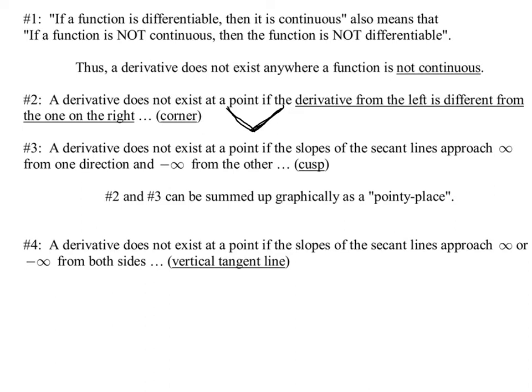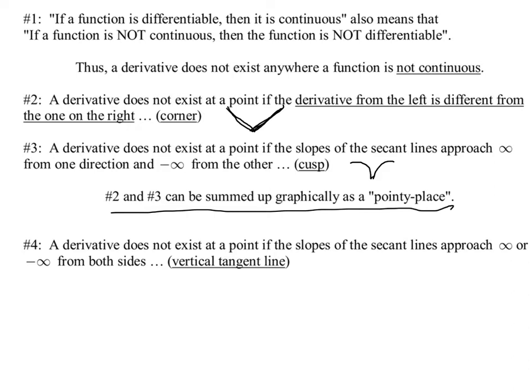A cusp is kind of the same idea, except it's going to be more in the shape like a bird, those little birds you can draw like that. Where it approaches, the slope from the left approaches -infinity, and from the right approaches +infinity. Then that's a cusp. So same sort of thing. 2 and 3 are the same thing, and below here it says can be summed up graphically as any pointy place. So if there's a pointy place on the graph, the derivative does not exist.